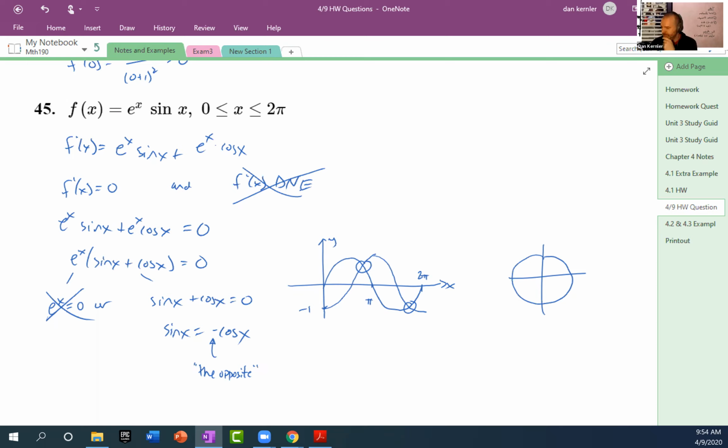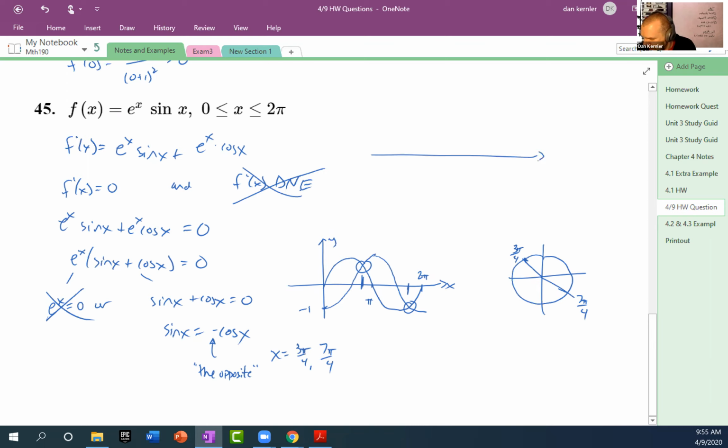That's correct. Does anyone know the angles where they're the same value but opposite signs? 3 pi over 4, 7 pi over 4. Yep, right. So 3 pi over 4, very good, and then 7 pi over 4. And you can see on the unit circle, the x and y would be the same values, but opposites there. And you can see that here on the graphs as well. So x is equal to 3 pi over 4 and 7 pi over 4.